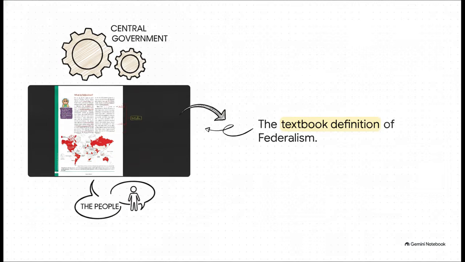You can see how this textbook definition maps perfectly onto the real world. Look at how the distinct roles of the central and state governments are separated. In a true federal system, a state government isn't merely an administrative agent of the center. No way. It has its own powers, its own jurisdiction. Both of these levels enjoy independent power, and they answer directly to the people.